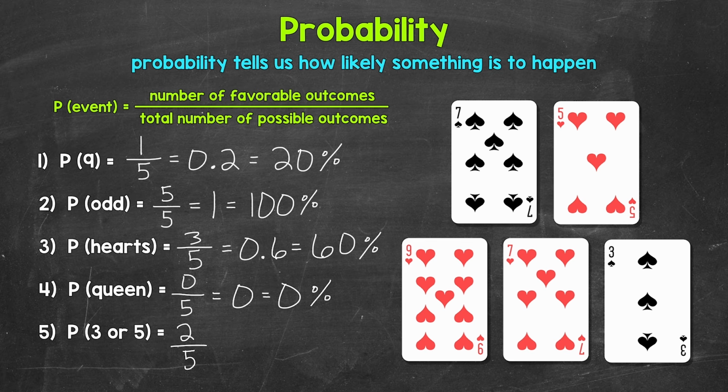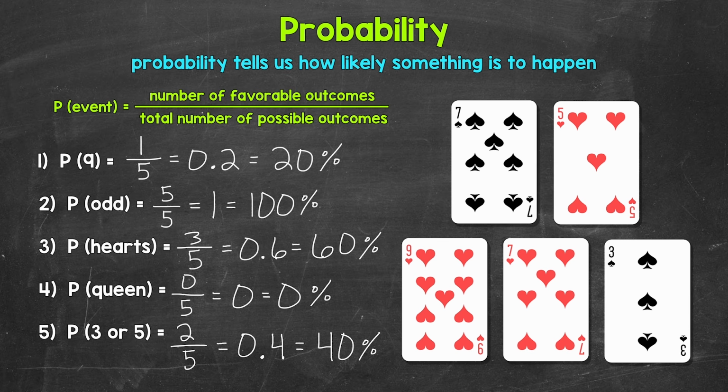Our fraction, 2 over 5, 2/5. We have a 2 out of 5 chance of picking a 3 or a 5. There are two cards that we can pick here that will make our event happen. Either will work, picking the 5 card or picking the 3 card. Now for the decimal, 2 divided by 5 gives us 0.4, 4/10. And then multiplying that decimal by 100 gives us our percent, 40%. And that's our probability of picking a 3 or a 5.